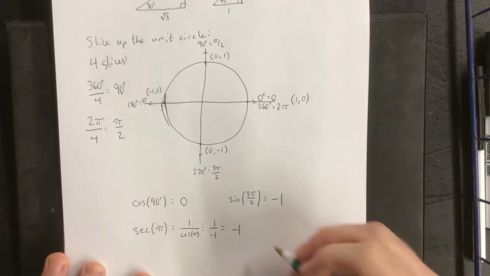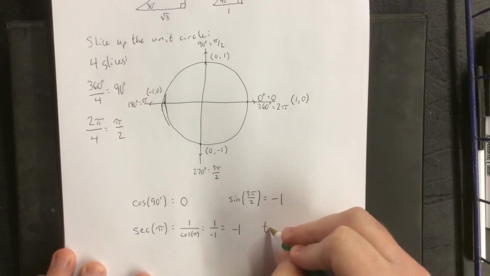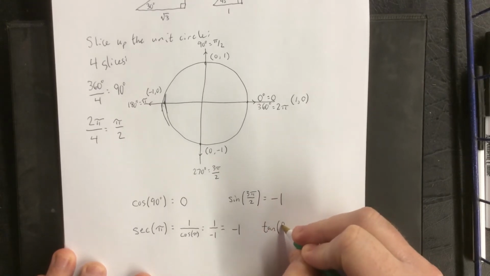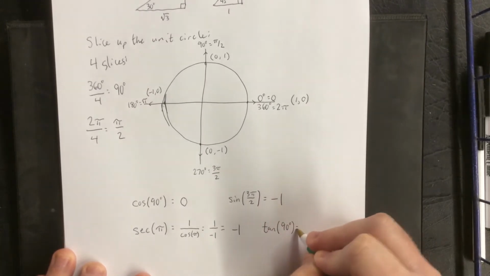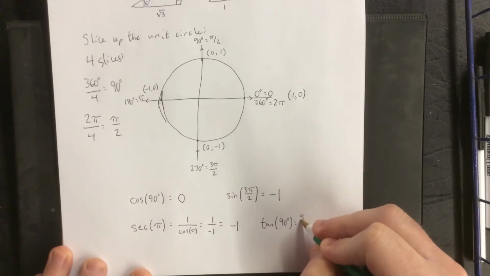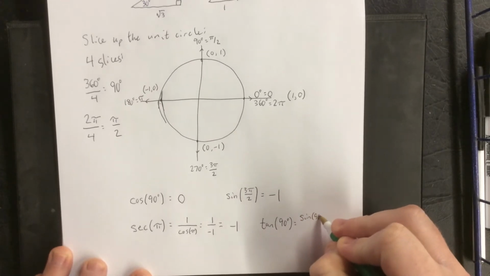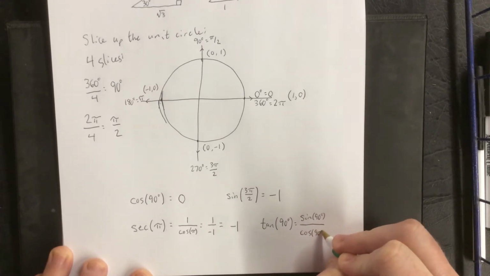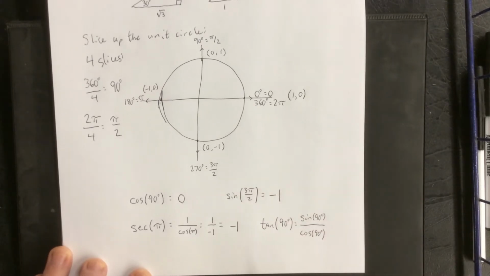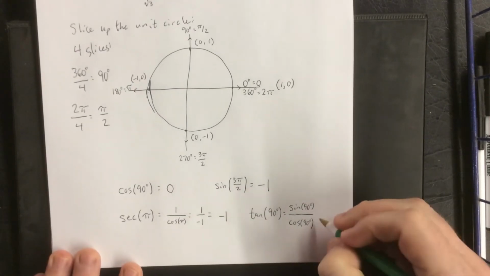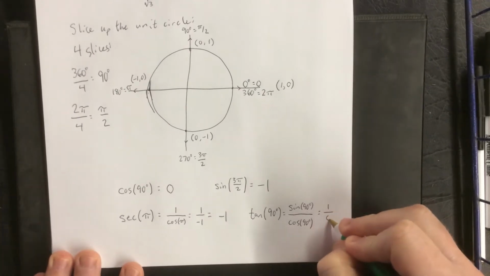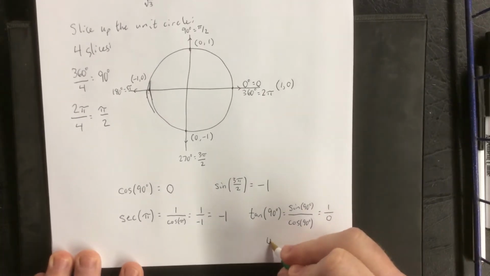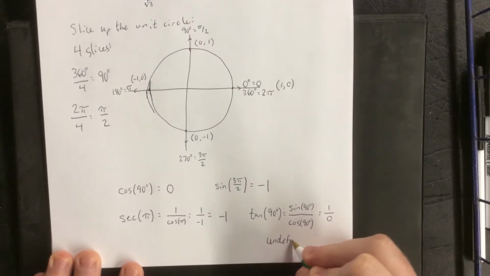And finally, we could do something like the tangent of 90 degrees. By our fundamental identities, this would be the sine of 90 degrees divided by the cosine of 90 degrees. We did comment just a moment ago, though, that the cosine of 90 degrees is 0. That would put a 0 in the denominator. So we can't really have 0 in the denominator, so we simply say that this one is undefined.